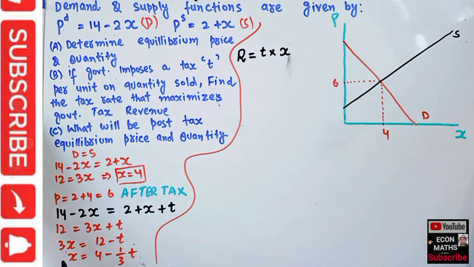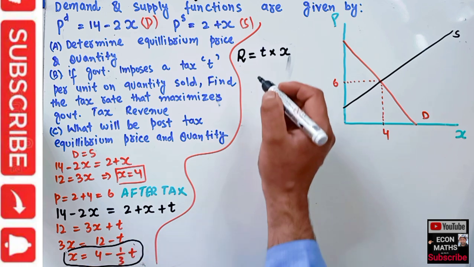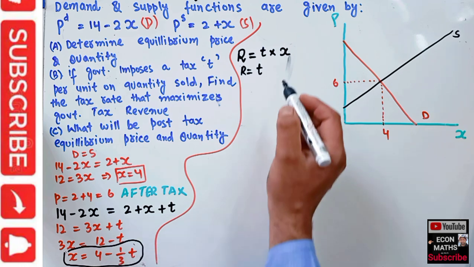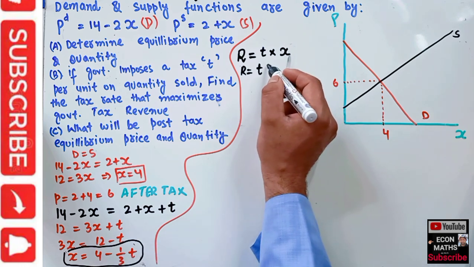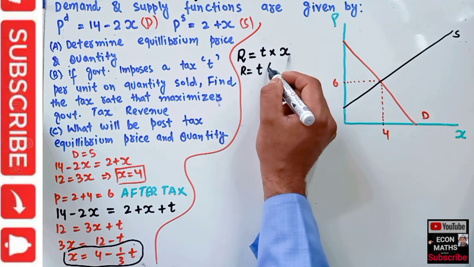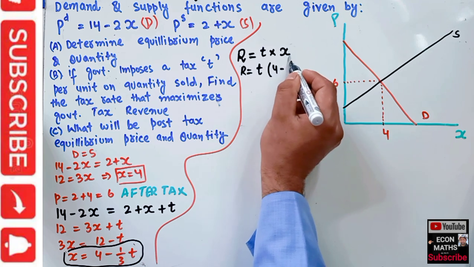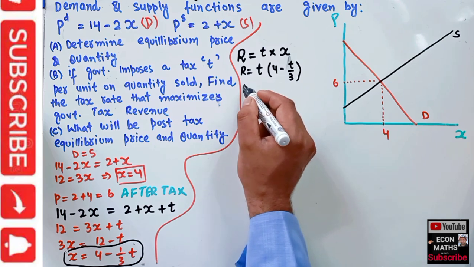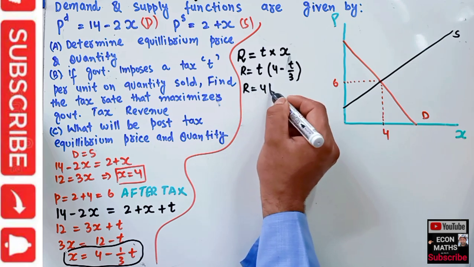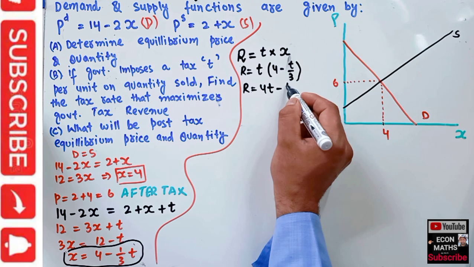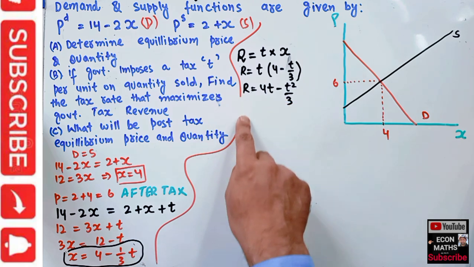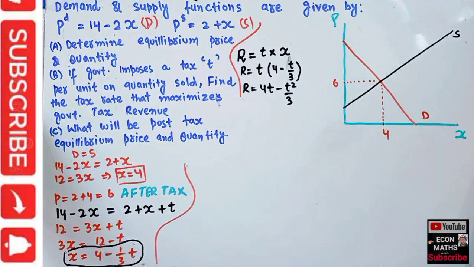Okay, so the new quantity transacted is this equation. Our R will be equal to T times this new quantity transacted, that is 4 minus T upon 3. Multiplying, we get R equal to 4T minus T square upon 3. So this is our government revenue after the imposition of tax.